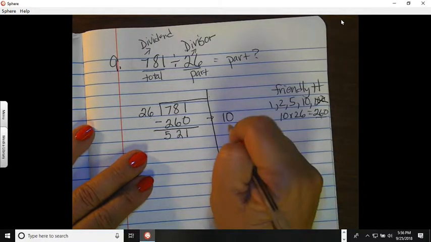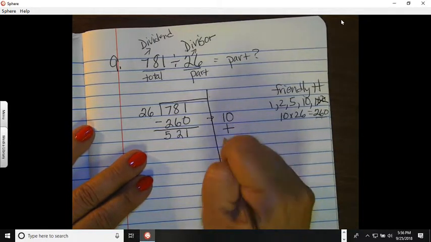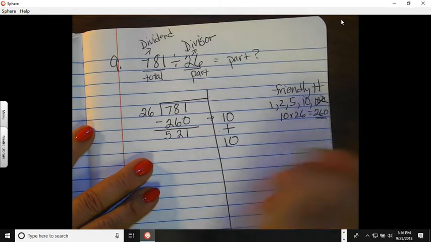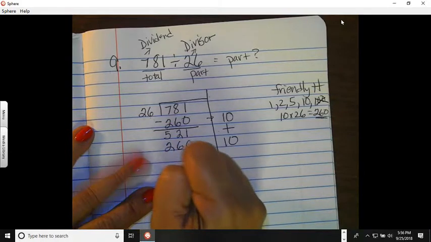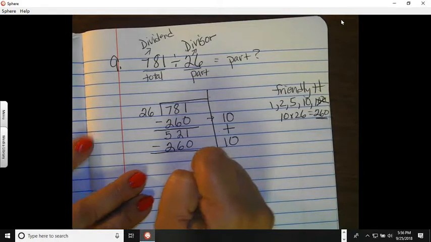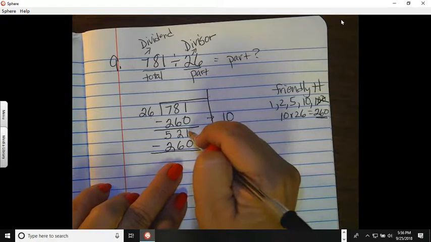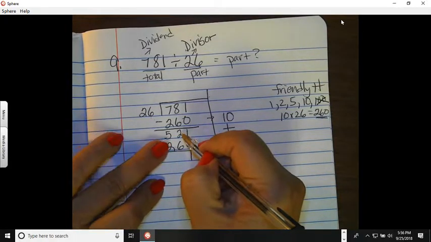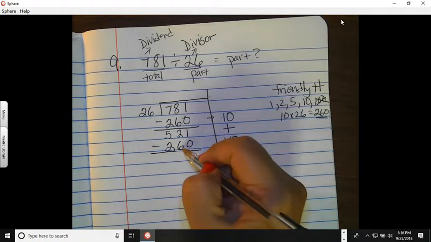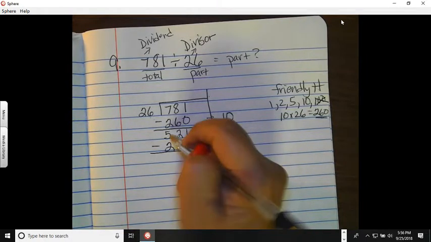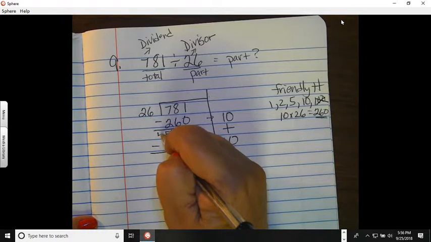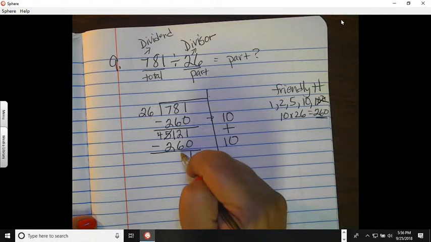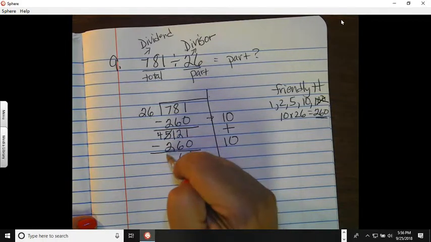Yep. So I'm going to put my plus sign here, put my 10 here, place my product, which is the answer, 260, and I can take the difference and now subtract. 1 minus 0 is 1. 2 minus 6? No, I can't take 6 out of my 2, so I need to regroup. That becomes a 4. This now becomes a 12. 12 minus 6 is 6. 4 minus 2 is 2.